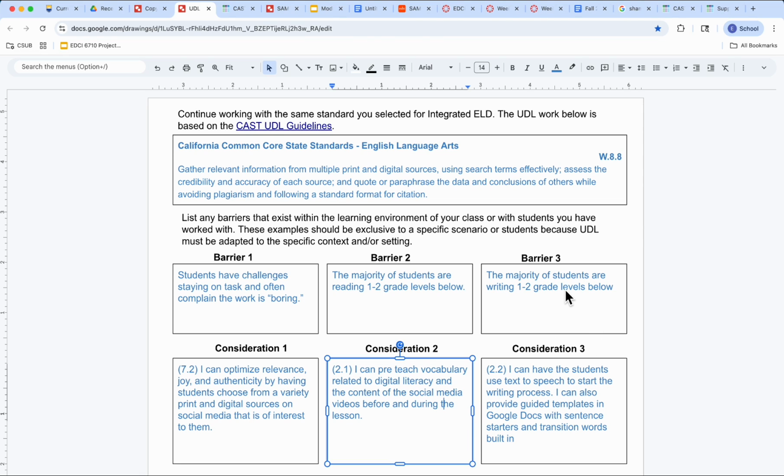So I'm basically making a lot of my academic vocabulary around digital literacy very specific to the TikTok videos that we're watching and then showing them how to apply it. And then barrier number 3, the majority of students are writing 1 to 2 grade levels below. So I selected 2.2. I can have students use text to speech to start the writing process. And I can also provide guided templates in Google Docs with sentence starters and transition words built in. And that's how I'm addressing those barriers specific to my class.